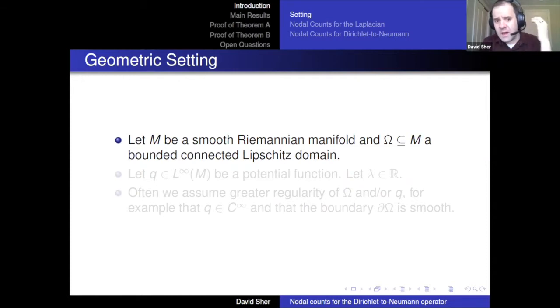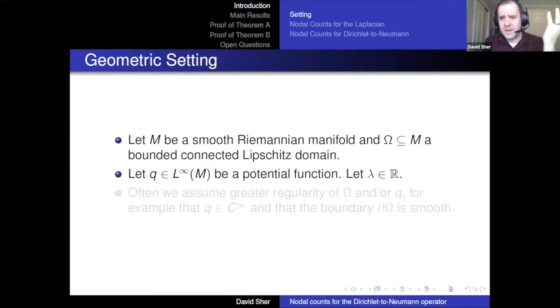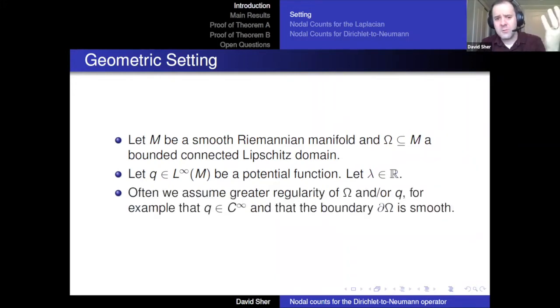So we're going to be considering not just the Laplace operator on the interior omega, but the Schrodinger operator. So we're going to have a potential function, and all I'm going to do at the beginning is assume that it's in L infinity. So again, a fairly weak regularity assumption. And finally, let lambda be a real parameter. Those are weak assumptions. Often we're going to assume for various results that omega and or q are more regular than this most general setting. I'll try to be very clear about where those assumptions are coming in.